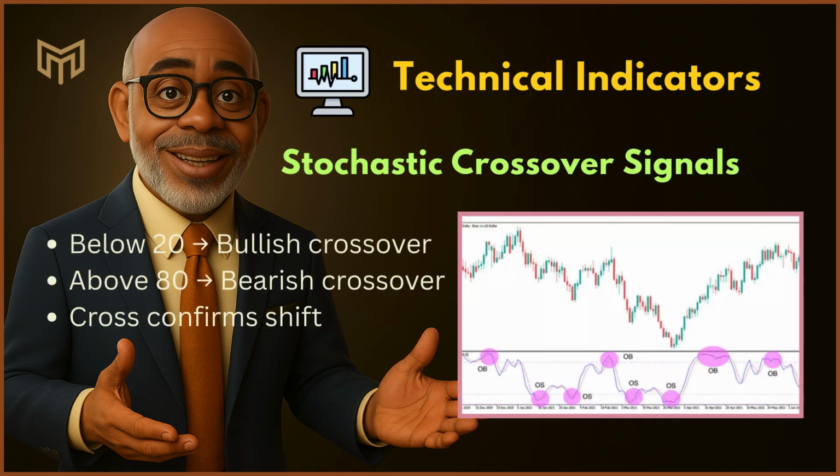When the %K line crosses above the %D line from below the 20 level, many traders view it as a potential buy signal. At that level, the market may be considered oversold, and the crossover can suggest that momentum is beginning to shift upward. When the %K line crosses below the %D line from above the 80 level, it is often viewed as a potential sell signal. In that case, the market may be considered overbought, and momentum could be turning downward. The crossover itself does not guarantee a trade. It simply helps traders evaluate whether a change in momentum may be strong enough to consider action.